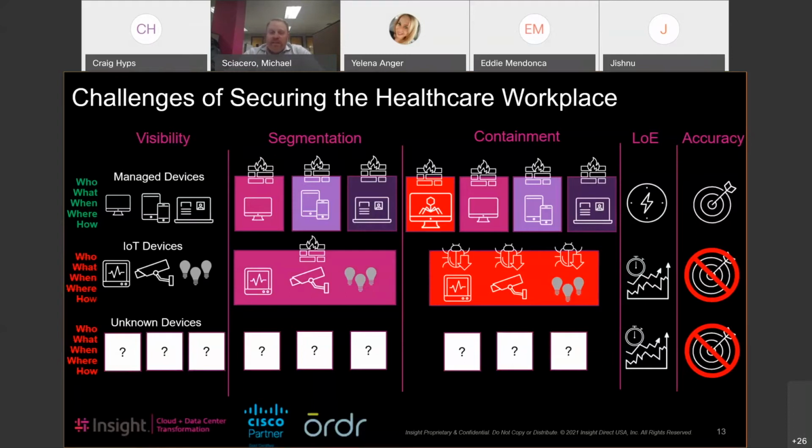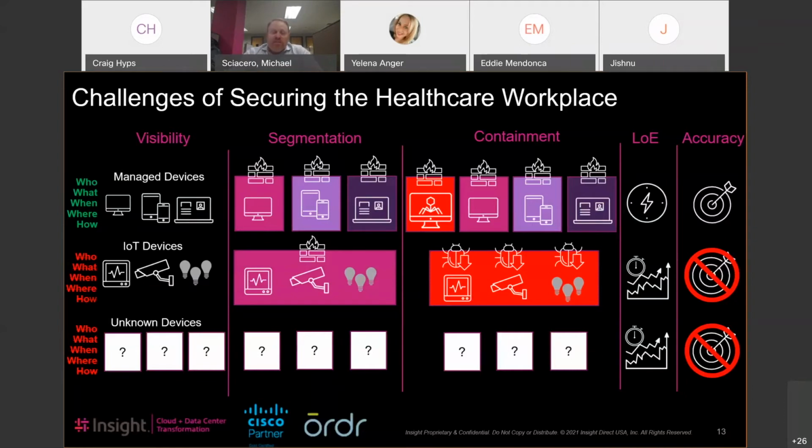And then without any type of visibility, any type of proper segmentation, any type of containment, the accuracy of our security policies is really non-existent for these types of devices. So what we find in healthcare, and really why it's so challenging, is for 75% of the devices that are connected, the level of effort and accuracy is just not effective. So the question is how do we overcome these challenges so we can properly secure these workforces?